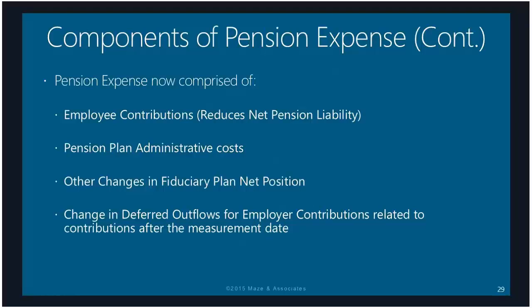All these amounts that we have just mentioned will be provided on the plan report. One item that will not be provided on the plan report but is part of the pension expense is the change in deferred outflows for employer contributions made after the measurement date. If you recall our earlier discussion, contributions made after the current measurement date are not included in the plan report because at the time of the measurement, contributions had not happened yet. Therefore, you as the employer need to calculate this change in deferred outflows.